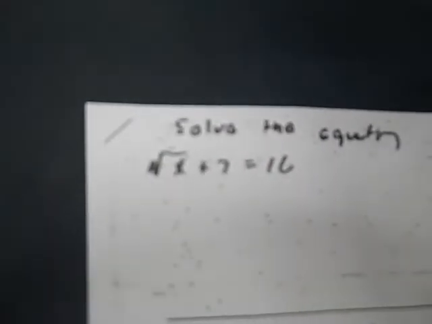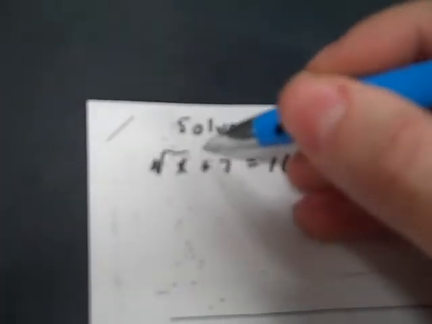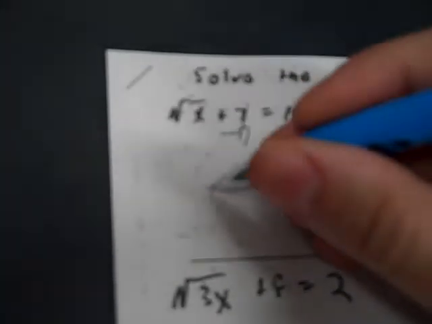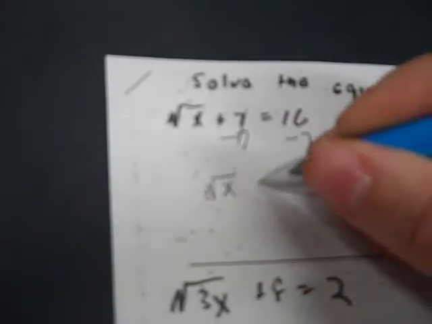Okay, so what I want to do is ask myself a question. I'm going to look at the square root of x. Is there any number outside of the square root? Well, yeah, there's this plus 7, so I do the opposite, which is to minus 7. So I minus 7, minus 7. So 16 minus 7 is 9, so I have the square root of x equals 9.